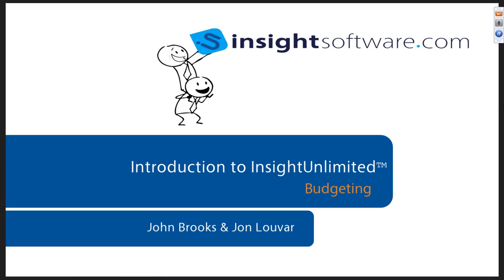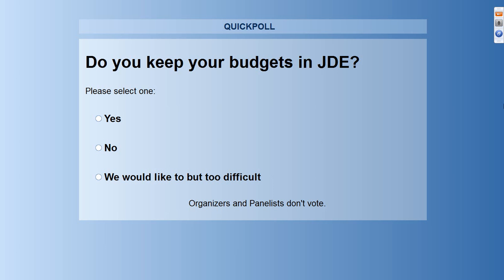So the first question we want to do is talk about how you do budgeting in JD Edwards. What you'll see now is a voting button on your screen, where you can say, do you keep your budgets in JD Edwards? And you've got the options of yes, no, or I'd like to, but it's just too difficult. So if you could all now vote yes, no, or we would like to, that'd be great.